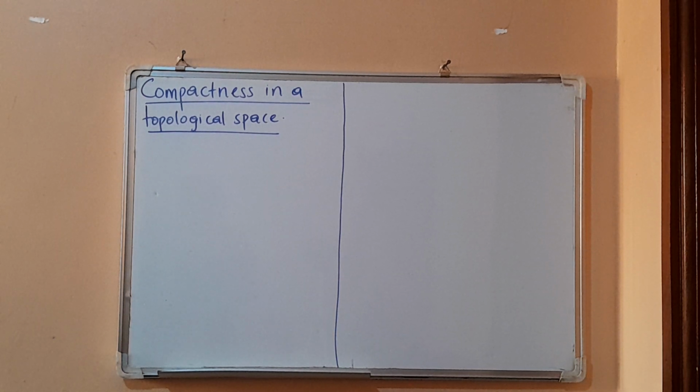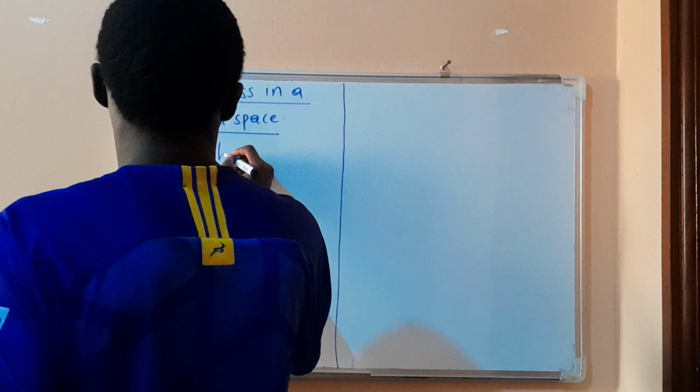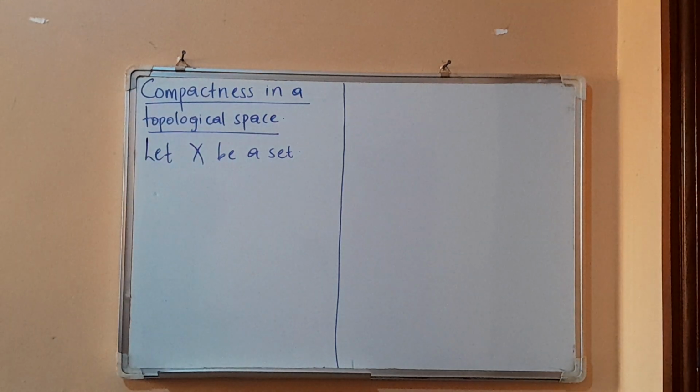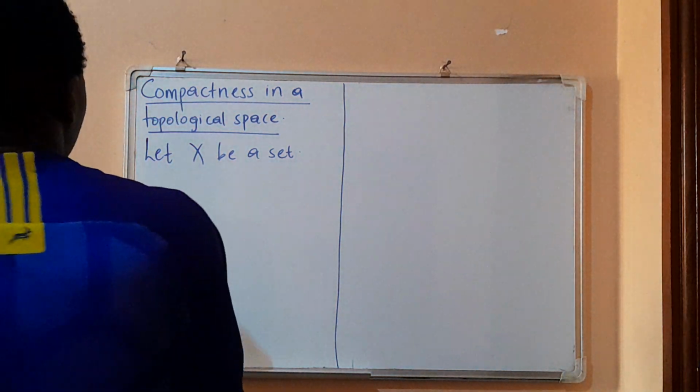So today we are going to look at compactness in a topological space. What does it mean for a topological space to be compact? We are going to first define what a cover is. Let X be a set. If I have a set X, what is a cover of X? Definition: we are going to first define a cover of set X.